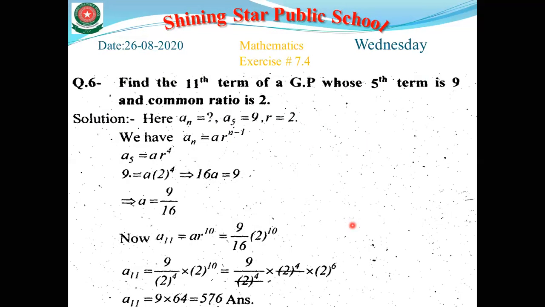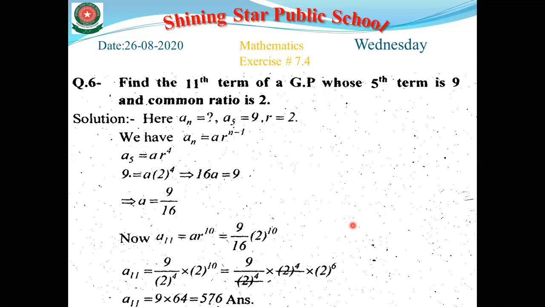Question number 6. Find the 11th term of a GP whose 5th term is 9 and common ratio is 2. Okay.